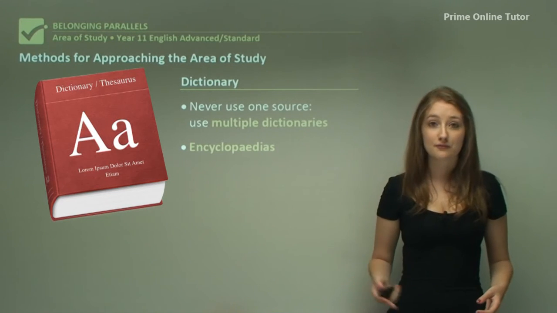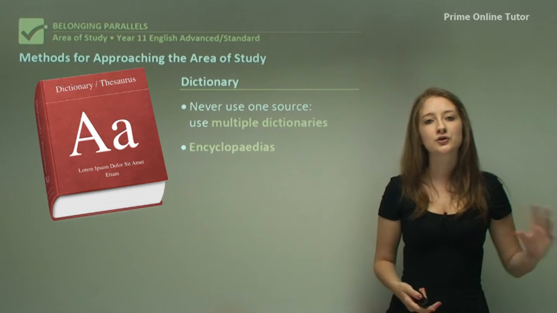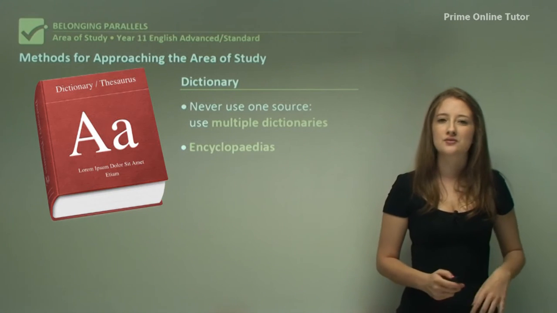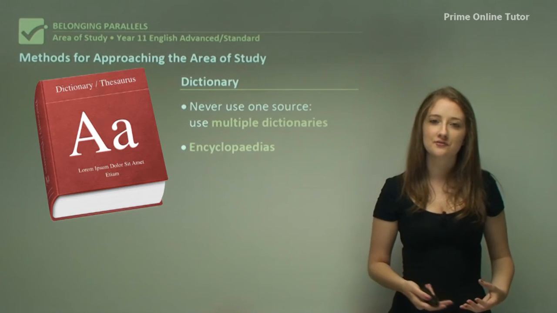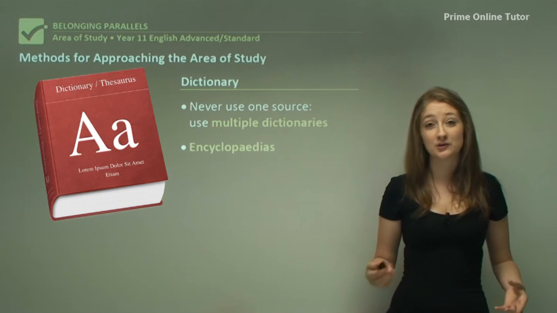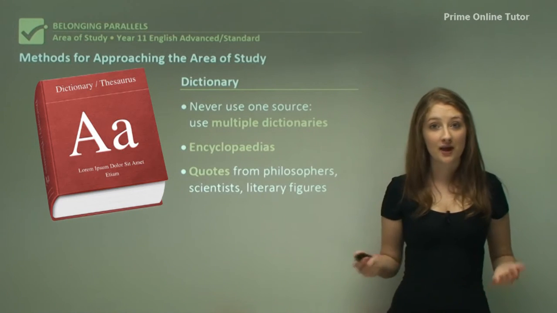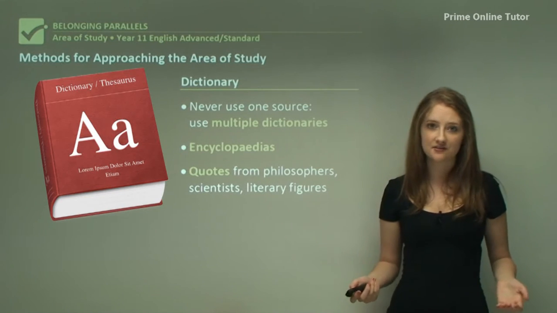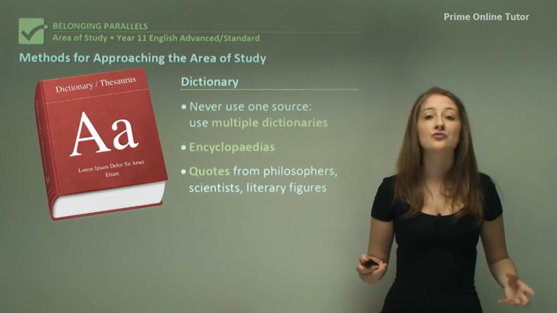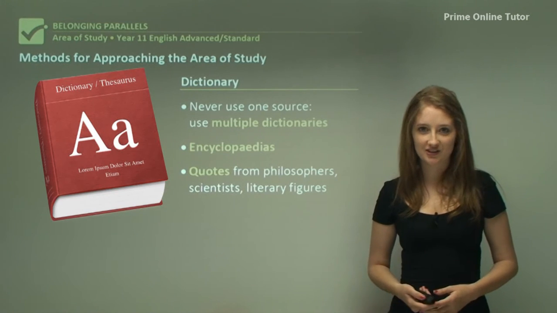So for example, if my area of study was the migrant experience, I might go to an encyclopedia and look up some of the historical background of migration and then use this information to increase the way in which my essays are sophisticated. You can also get things like quotes, and you can look for these from people like philosophers, scientists, and literary figures. These are all really useful things which you can use to build up the level of sophistication in your essays.